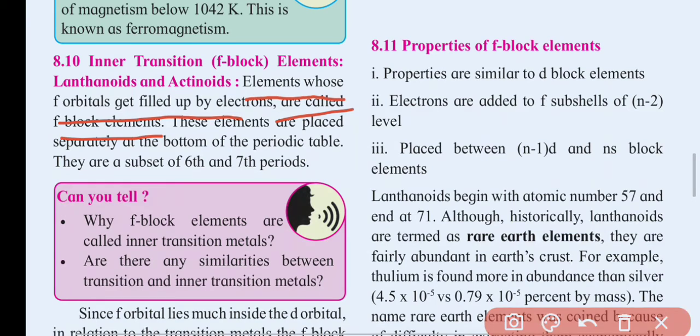There are two F series or two F block elements, namely 4f series and 5f series. Remember that. 4f series elements are present in the 6th period, and 5f series elements are present in the 7th period, and they are placed at the bottom of the modern periodic table.